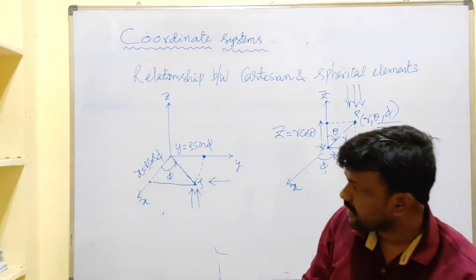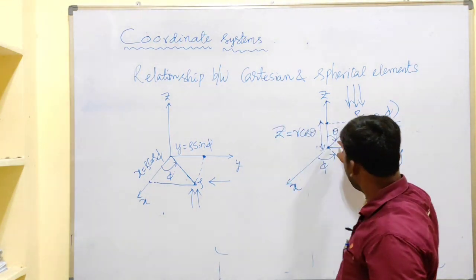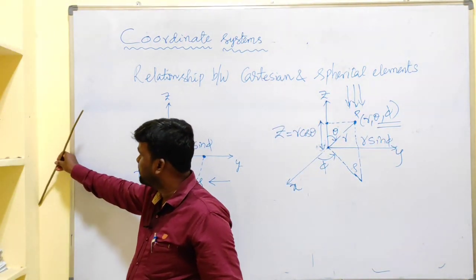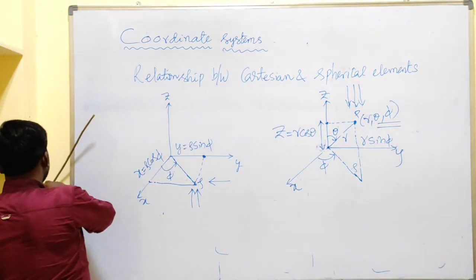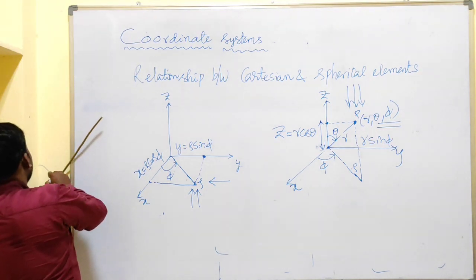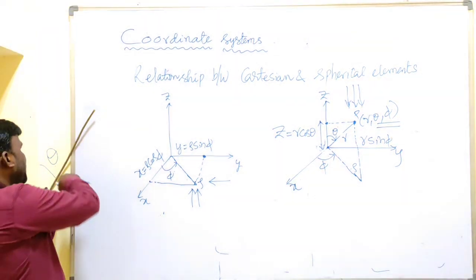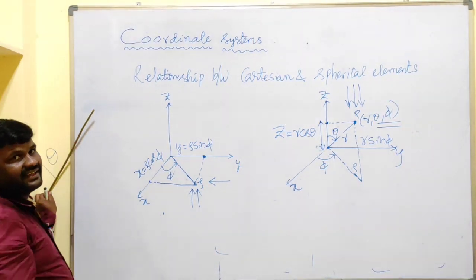Now, can you represent this r here? R is looking like this. What is theta? I am writing theta here. Theta is nothing but the angle made by r with the z axis.